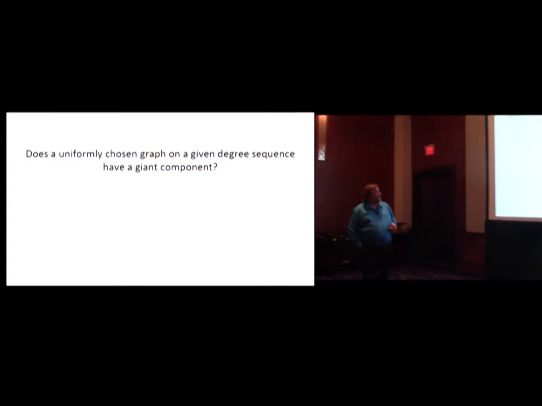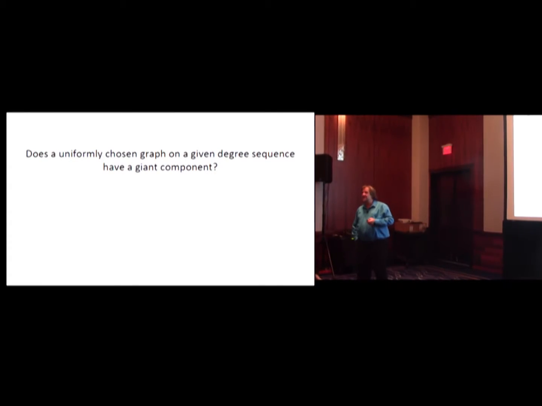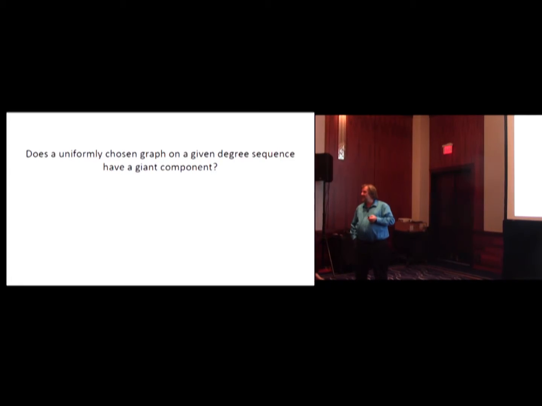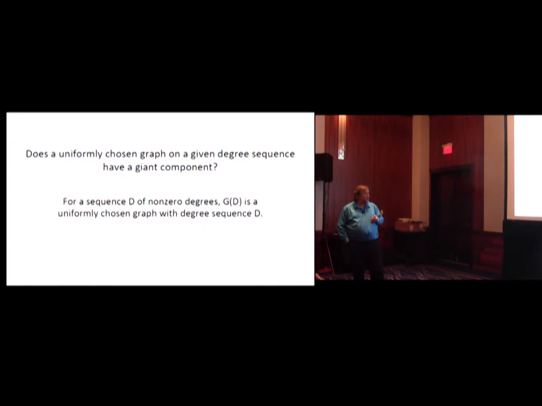Okay, so again, we're going to talk about a uniformly chosen graph on a given degree sequence. So I specify degrees d1 to dn, and I look at a graph where vertex i has degree di, and I take each one of these graphs with the same probability, which is equally likely.